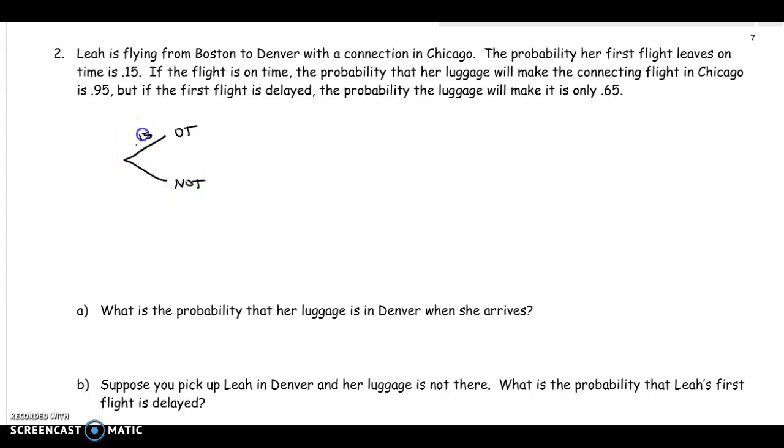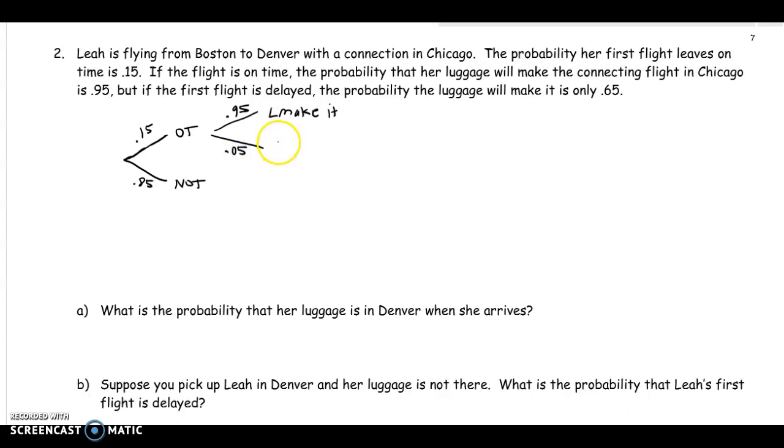And if there's a 15% chance of it being on time, then there is an 85% chance that it is not on time. Now, from there, if her flight is on time, we can move there. Her luggage will make it 95% of the time. And if her flight is on time, it will not make it 0.05. So we subtract 1 minus 0.95 to get that.